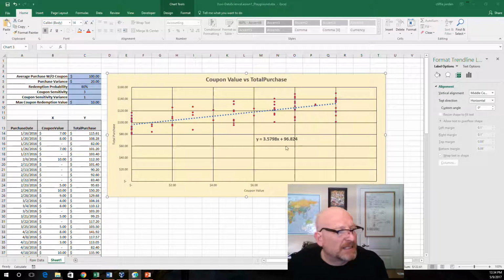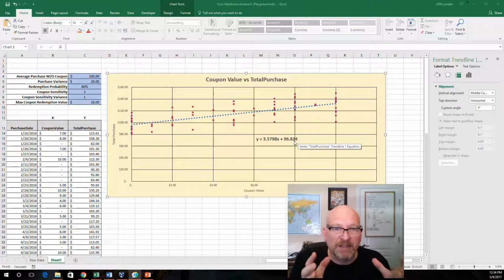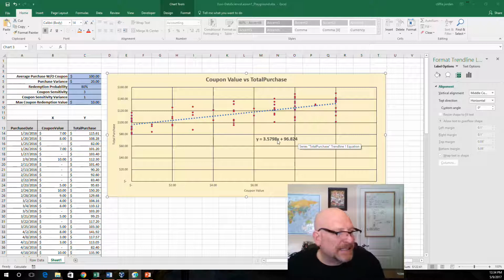Now, what does this $96.82 mean? Well, that's the y-intercept. When x is 0, and x, remember, is the coupon value, so if I don't give him a coupon, that means he will spend on average $96.84. And remember that is the y-intercept.